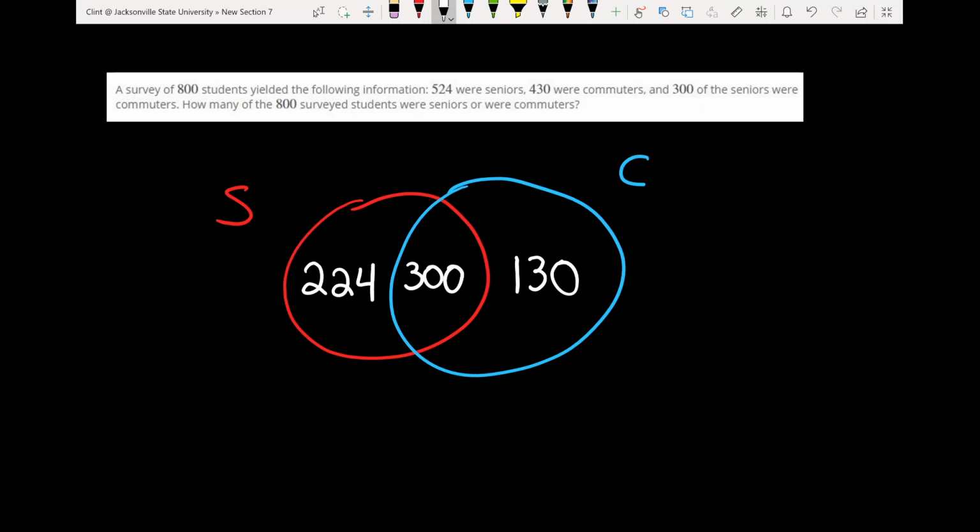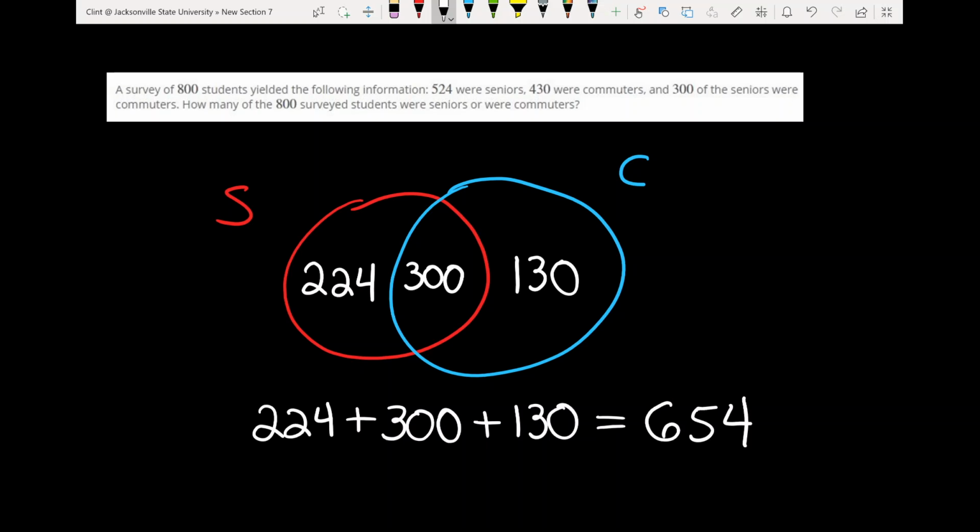224 out here. Okay, and then our question says how many of the 800 surveyed students were seniors or were commuters? So in either one of these, in this case, we've got three sections we want to add up. We want the ones that were just seniors, the ones that were both, and the ones that were just commuters. If we add that up, what do we get? We got 524 plus 130, 654. That should be it. So 654 out of 800 students in the survey were seniors or commuters.